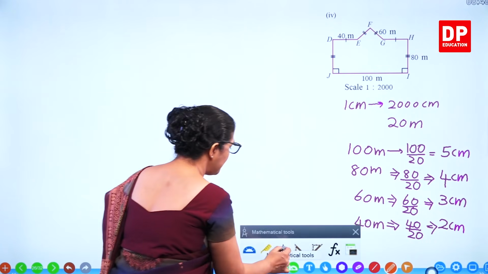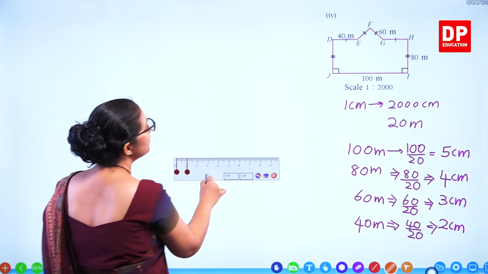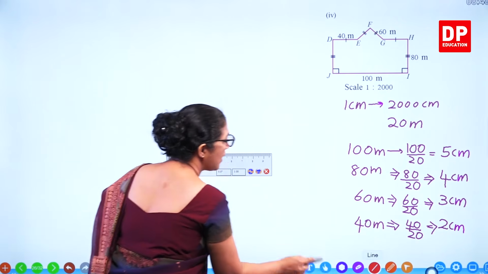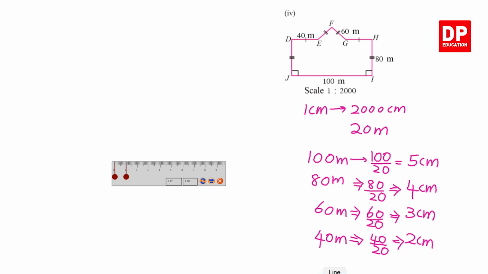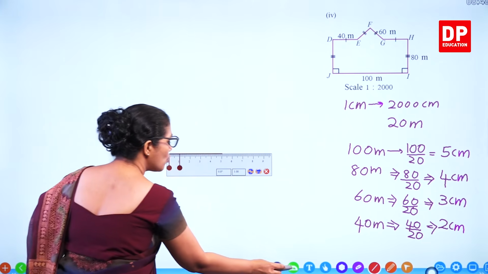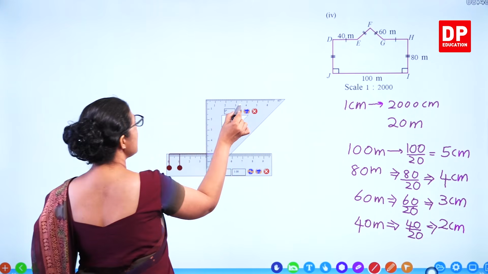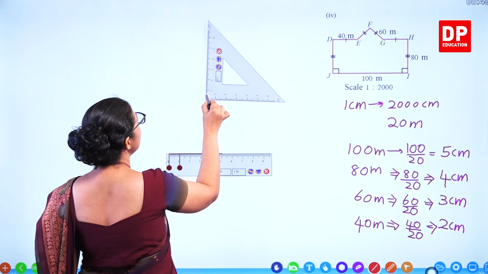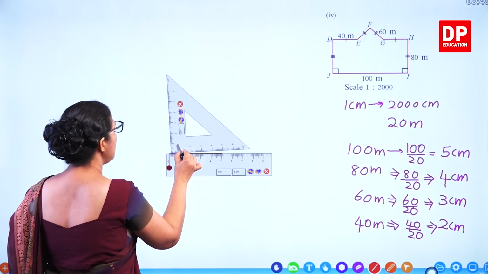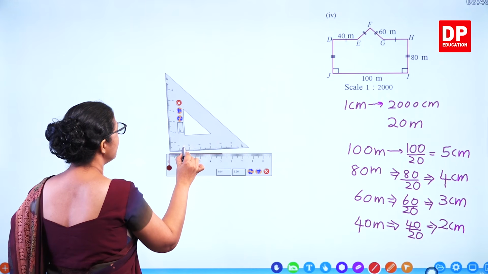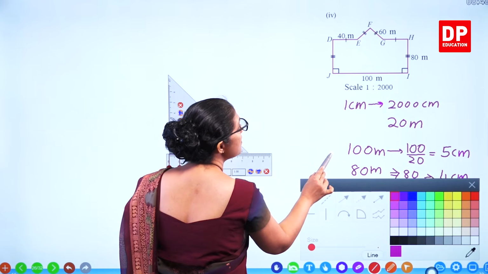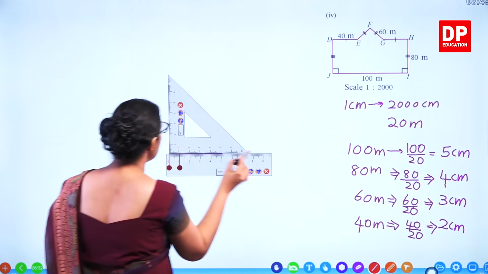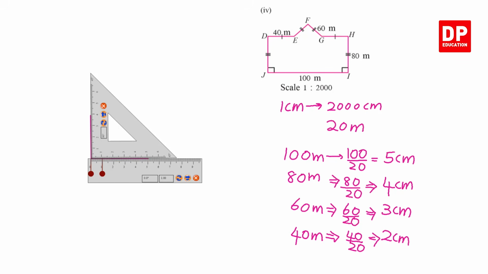So take the ruler and we can first draw the 100 meters. 100 meters means 5 centimeter length. So 5 centimeter length here to here. Then you need to draw 2 perpendicular lines. For that you take the set square. So you keep here on top of the line properly. Now you can measure 4 centimeters. 8 meters means 4 centimeter length. Here to here.